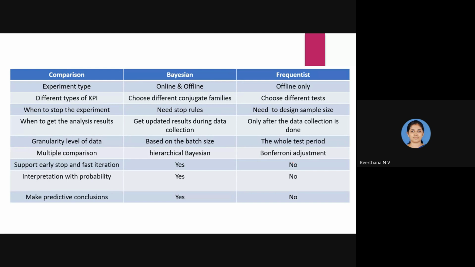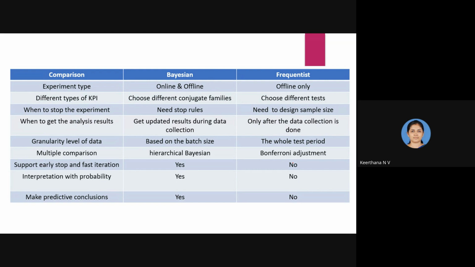When to get the analysis results? While you are going through Bayesian, you get the updated results during data collection itself. With the frequentist approach, only once the data collection is done will you take the analysis results. But in Bayesian, in parallel, it will be taking the results of your data, what you are doing and what is going on. So what is the granularity level of data? It is purely based on batch size in Bayesian. In frequentist tests, it is purely based on the whole test period. It means that time consumption is less in Bayesian and more in frequentist tests.